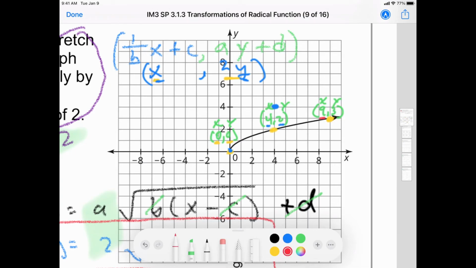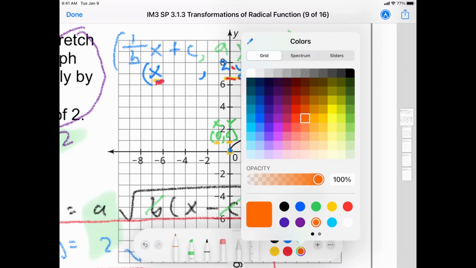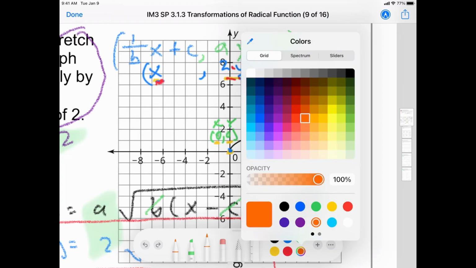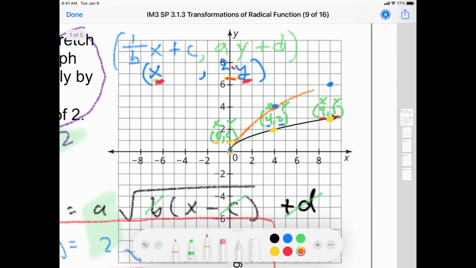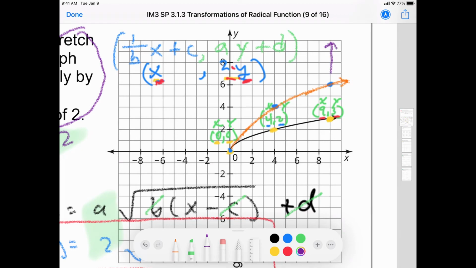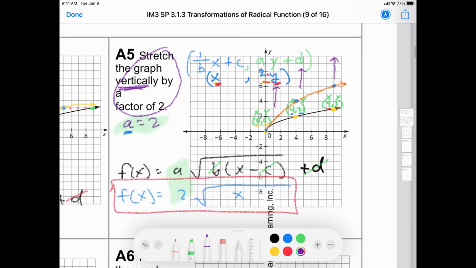So this one is x is 9, but then the y value is 3. So 3 times 2 is 6. So the ordered pair now is (9, 6). And let's go ahead and sketch our new function. I want it orange. Purple, orange. Let's do orange because I said orange. Here is my new graph. Can you see, hopefully visually, that the graph is being vertically stretched this direction like cheese, from the parent graph below? So that was question A5.